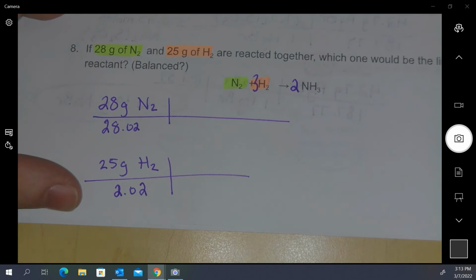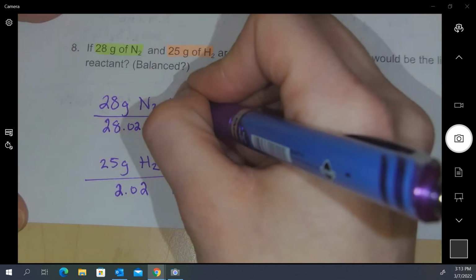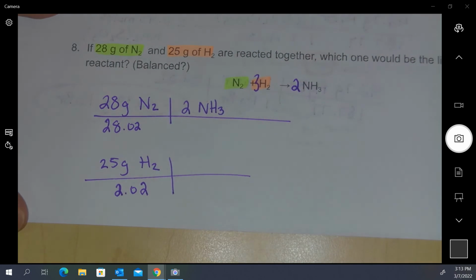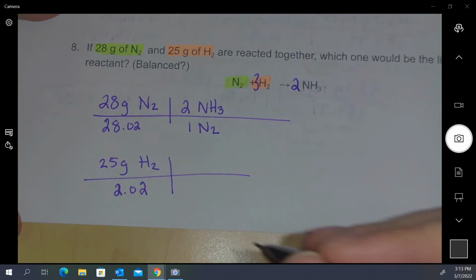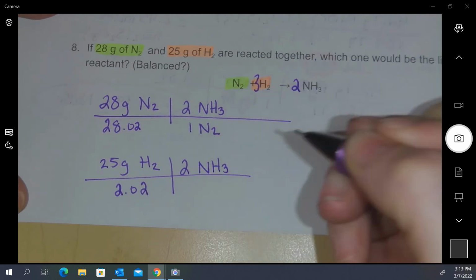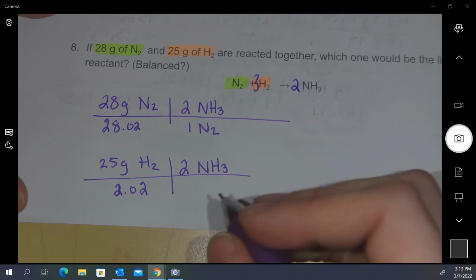I want NH3. What's in front of NH3 in my balanced equation? 2. This one gave me N2. What's in front of N2? 1. Looking at my bottom one, we still want NH3, so I'm going to keep that 2 NH3 up top. But my given is different here. My given is H2. In front of H2, there is a 3.